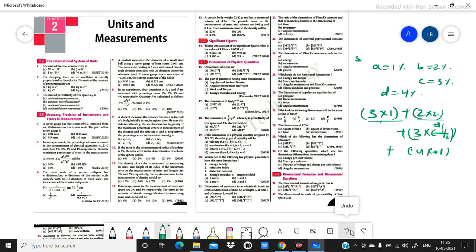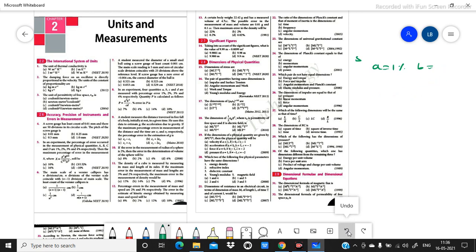So the next question is, a student measures the distance traveled in free fall of a body initially at rest in a given time. He uses this data to estimate g, the acceleration due to gravity. The maximum percentage errors in measurement of distance and time are e1 and e2. So he has made some error in distance and time, and we need to find out the error in g, which he is calculating. So g is nothing but an acceleration.